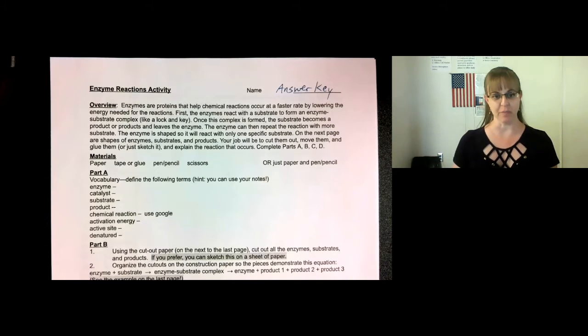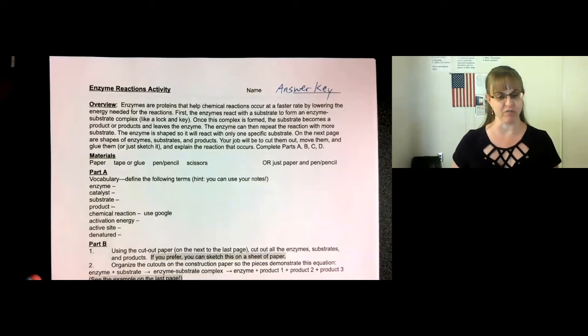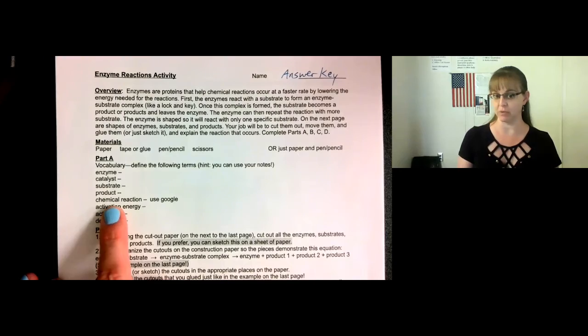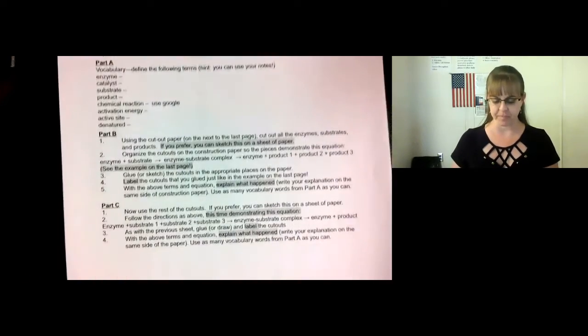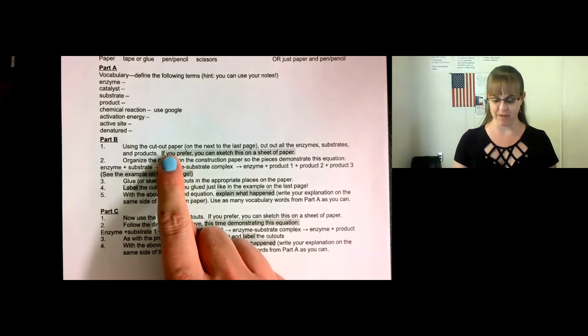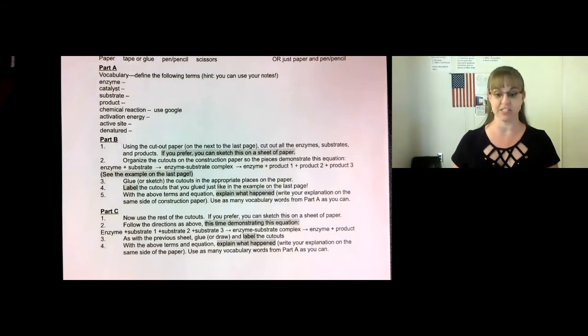We're now going to talk about how to complete this enzyme reactions activity. First of all, write down the definition of each vocabulary term. Use your notes. Then if you can't find it, like you won't be able to find chemical reaction, then use Google for those. Next, you're going to use the cutout paper, cut out all the enzymes, substrates, and products.